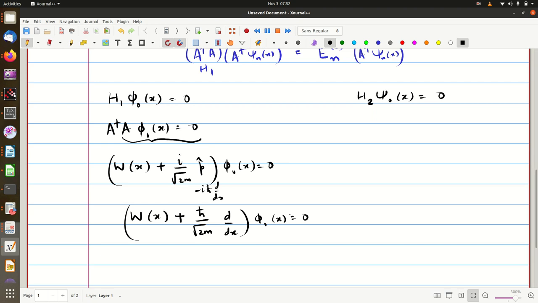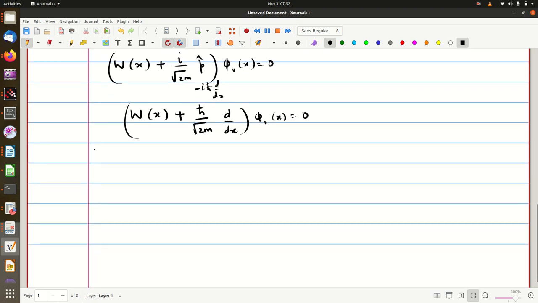This is the equation we need to solve. So this equation you can see easily is nothing but d phi naught by dx, which has an h cross by root 2m.